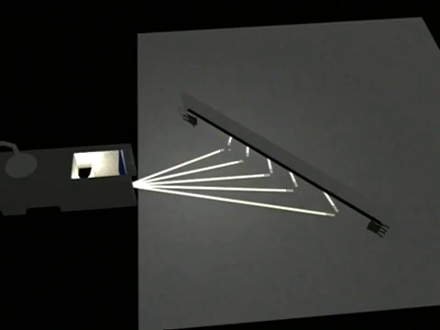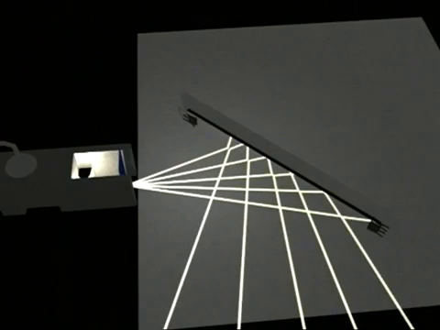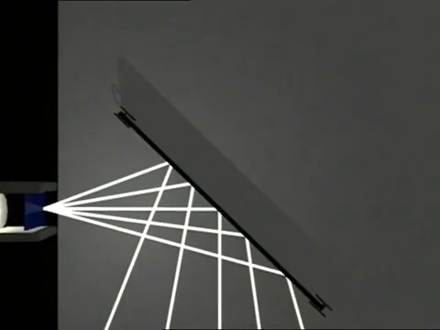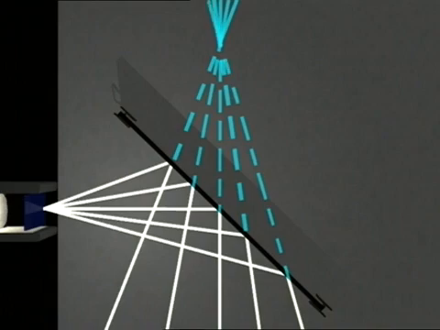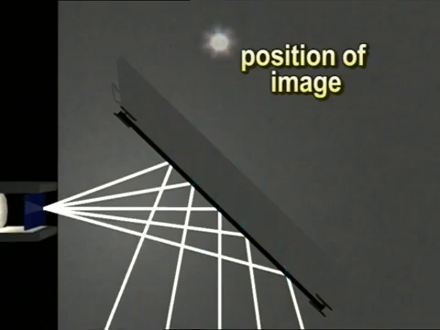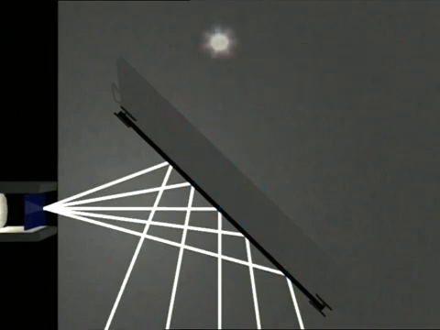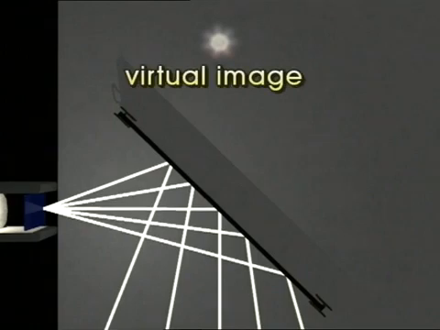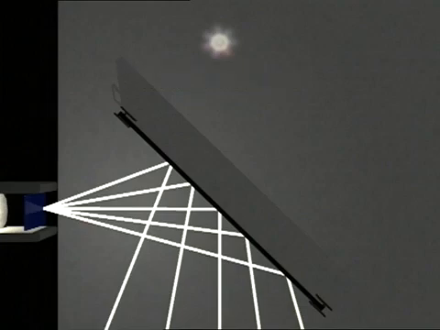Let the divergent rays from a ray box fall on a plane mirror. Extend the reflected rays backwards to locate the image of the light bulb in the ray box. The reflected rays seem to have come out from this image, but in fact they have not. This kind of image is thus known as a virtual image.